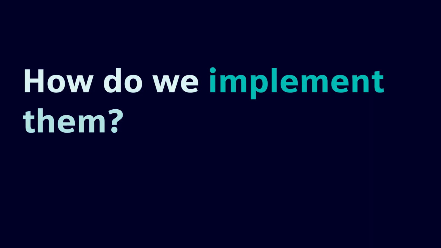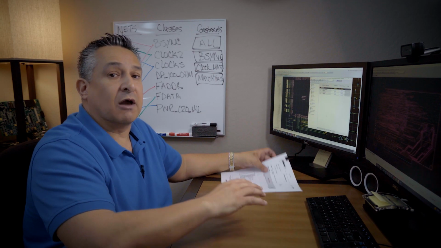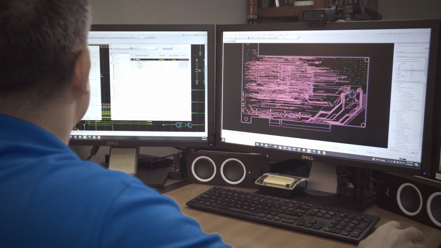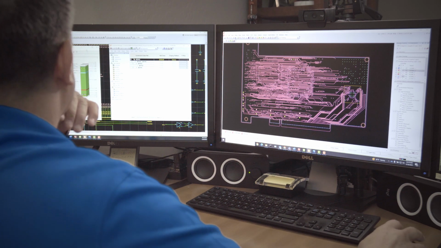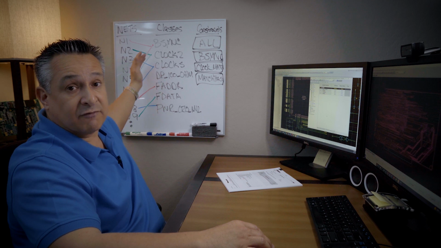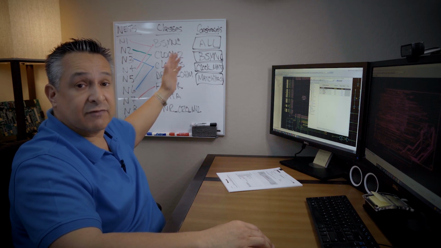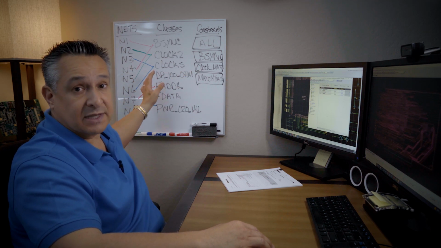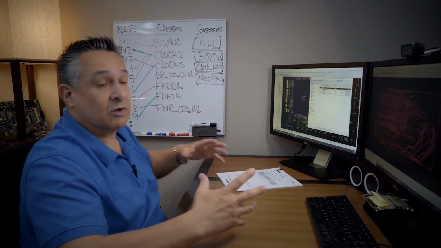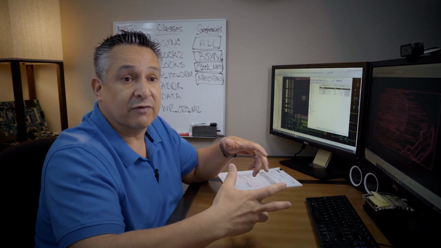We implement constraints by first capturing them in a document or getting this document from your customer that's agreed upon. Then you start deriving how you're going to capture them, which I showed you here on the whiteboard. I have an example where I have nets, I have classes, and I have constraint classes. Then I start grouping them together so that way I have a cohesive rule base to govern my board.